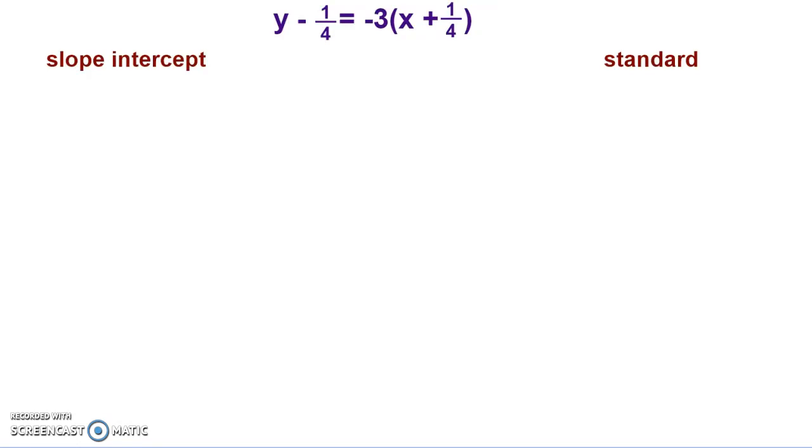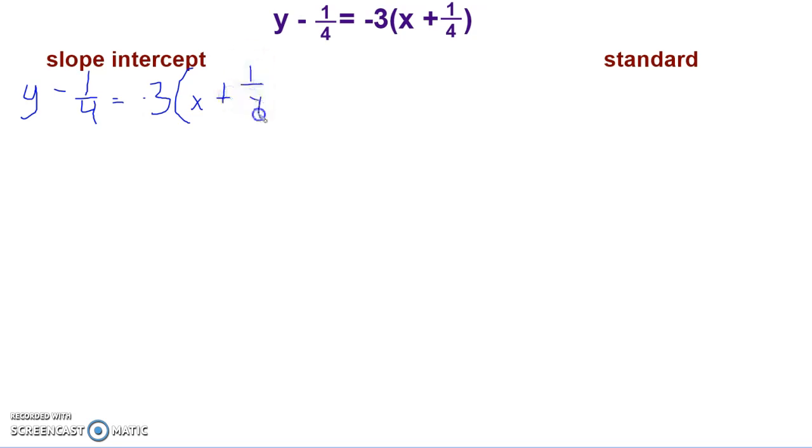All right, we have this next one here. We're starting with y minus 1/4 is equal to negative 3 times the quantity of x plus 1/4. So again, we're starting in point slope form, and we want to put it into slope intercept form. That means that we are solving for the y. So we're going to start with y minus 1/4. I'm just going to rewrite this is equal to negative 3 times the quantity of x plus 1/4.